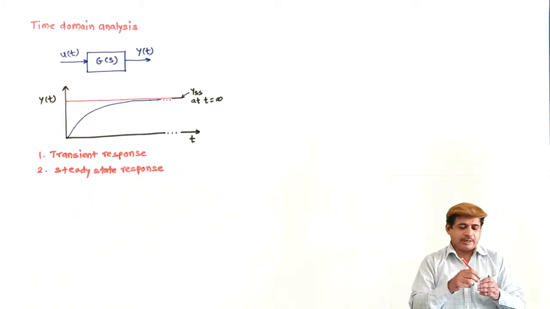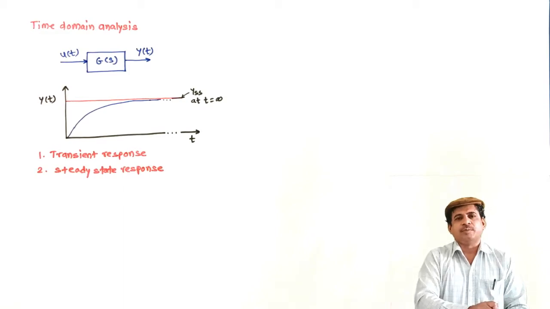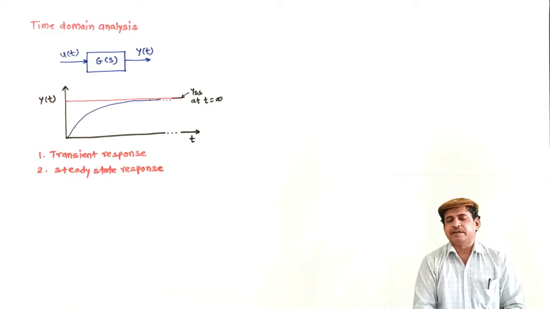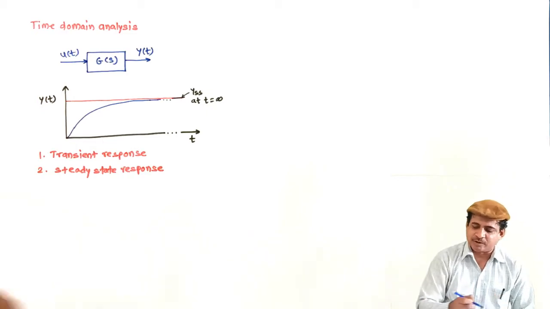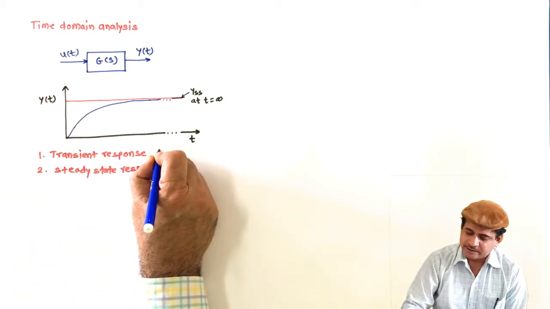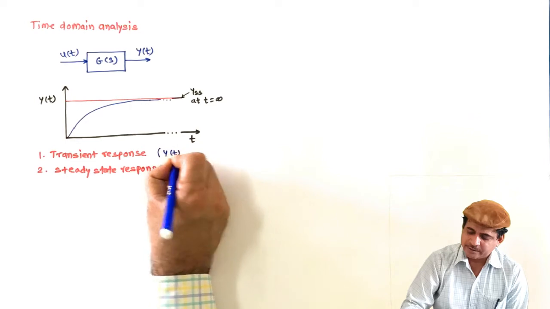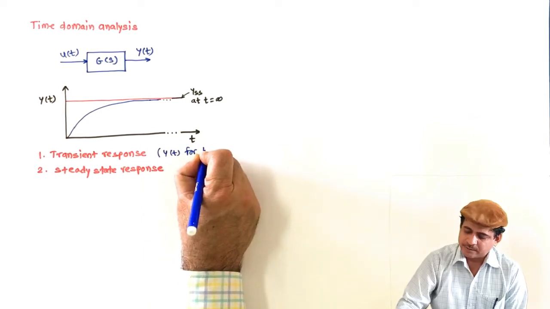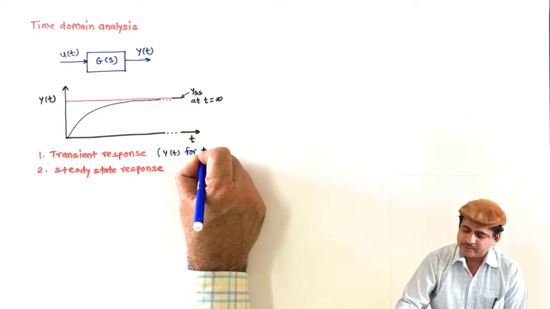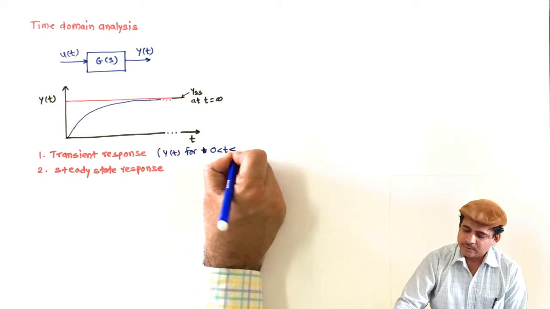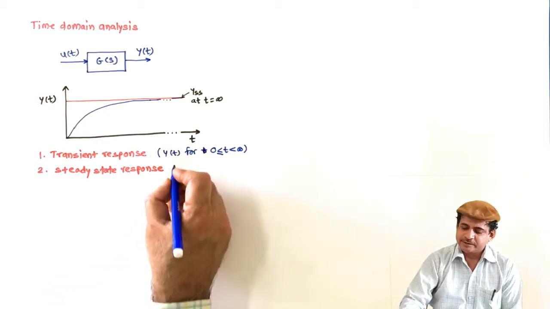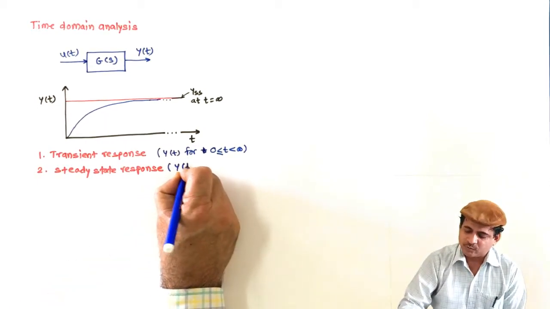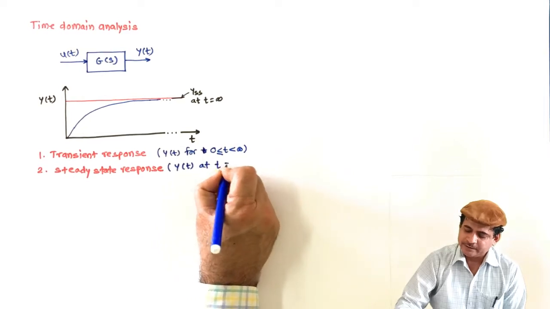So when we talk about the time domain analysis, we want to perform its transient analysis as well as steady state analysis. So we want to analyze the transient response. What is transient response? Transient response is output y(t) for t between 0 to infinity, and steady state response is what? y(t) at t equal to infinity.